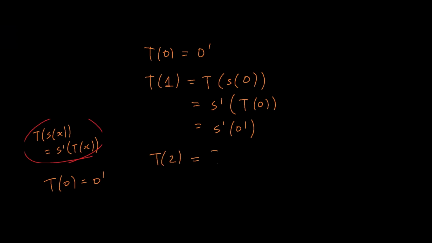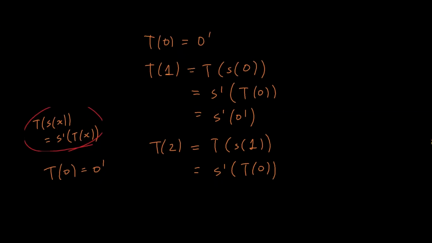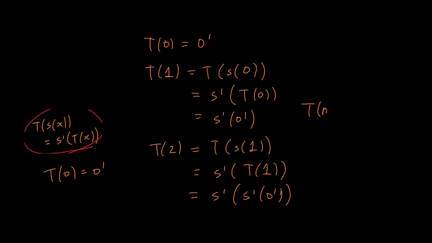Then T of 2 must be T of successor of 1, because 2 is the successor of 1. And that must be S prime of T of 1, right? And we already know what T of 1 is. T of 1 is this. It must be S prime of 0 prime. And it will go on like this. In general, we'll have that T of m must be S prime composed with itself m many times applied to 0 prime.